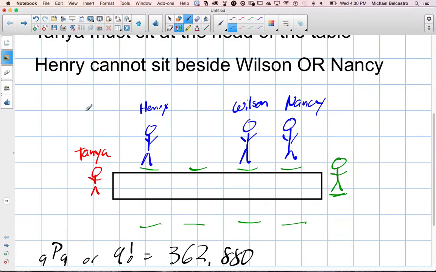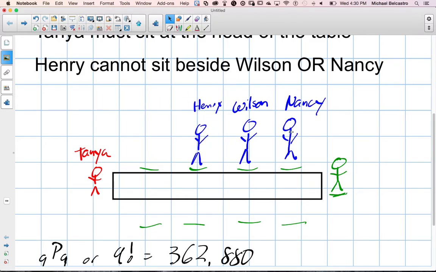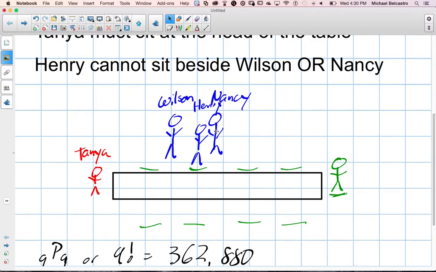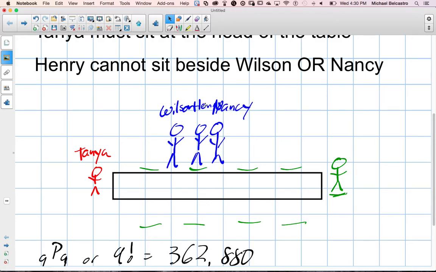Okay. Now, we've got to figure out what to take away from that. Those are all of our possibilities. But now we have the issue of Henry. So first of all, we don't want Henry to be beside Wilson or Nancy. And there's a possibility he could be beside both of them at the same time. So we're going to calculate that one first. We're going to think of it like this. In order for him to be beside both Wilson and Nancy at the same time, he'd have to be in between.